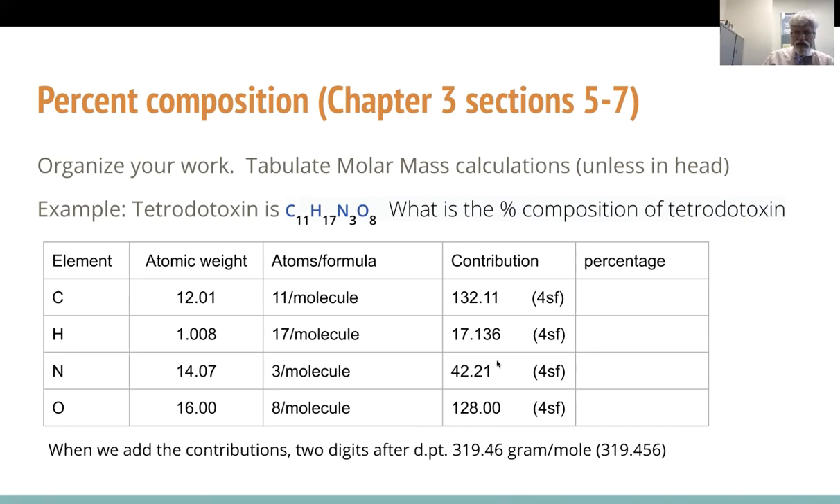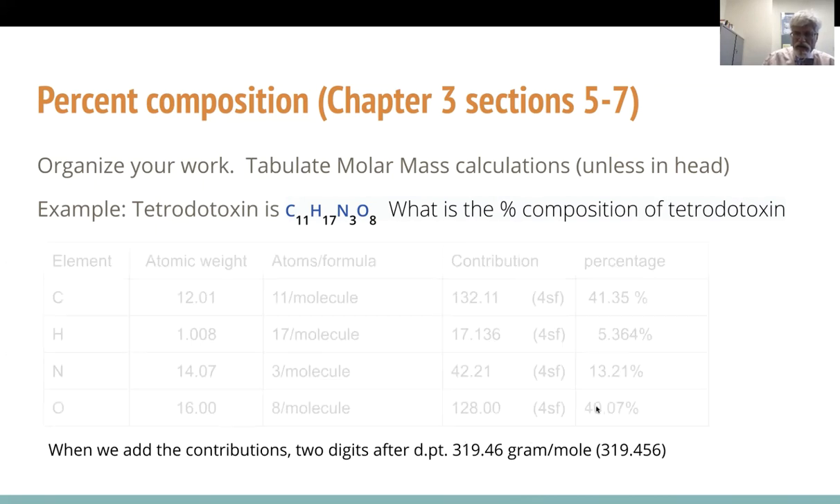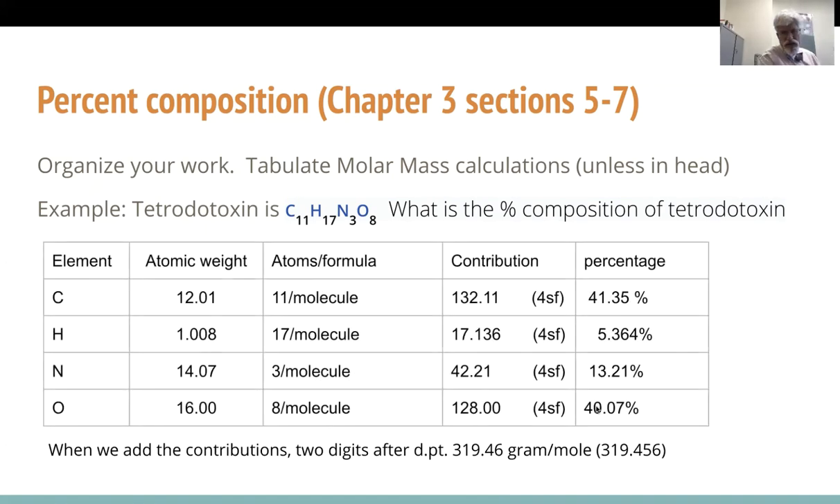Now, what about percentage? I'm going to take this number, I'm going to divide by this number, and then multiply times 100. This number divided by this number times 100, this divided by this divided by this. When I complete that, I find that tetrodotoxin is 41% carbon, about 5% hydrogen, 13% nitrogen, and about 40% oxygen, despite the fact that oxygen is present 8 times, much less than carbon. They are roughly contributing the same to the percentage of the total mass of that substance.